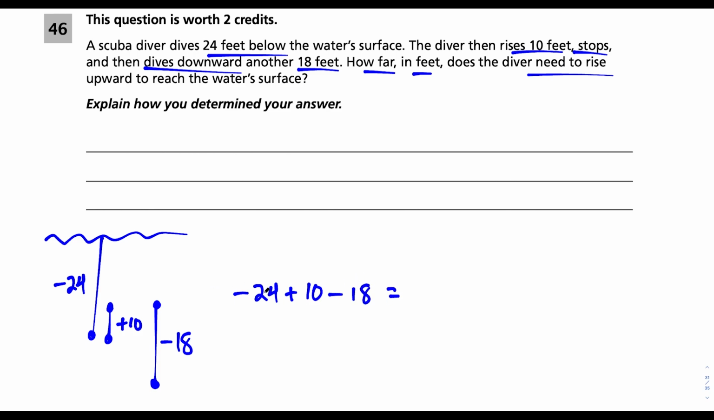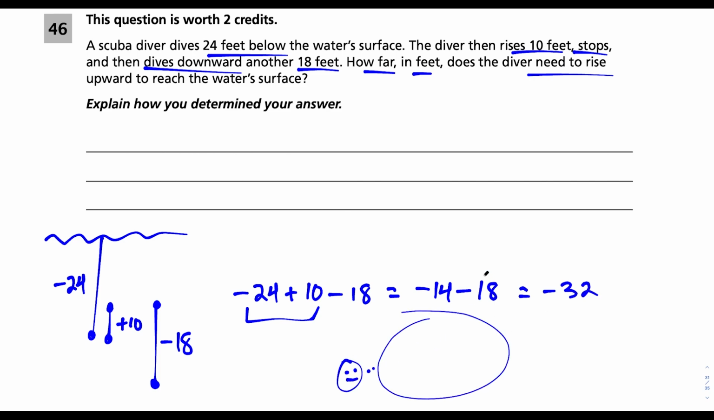And if we work this out, negative 24 plus 10 is going to give us negative 14. And then when we combine these two, minus 14, we just tack on our minus 18. And then negative 14 minus 18 is going to give us negative 32. If you're wondering how I did that math in my head, I'm taking the minus out and doing 14 plus 18, and that's going to give us 32 on the inside. And then I just reattach the negative like this. So the diver is going to have to go up 32 feet.